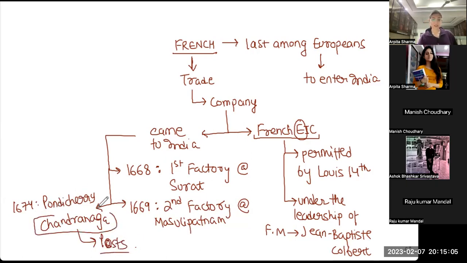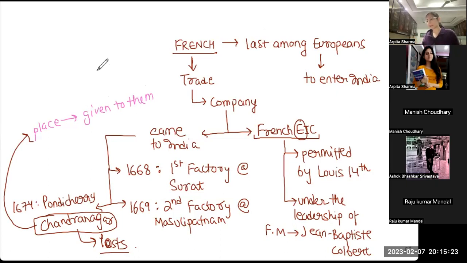Please write it down, the Chandarnagar Post is very important for prelims also. The Chandarnagar Post was the place which was given to the French, right? A post is a place where one or more than one factories can be established. So they took over the whole entire place and termed it as a post, where different factories were established. This Chandranagar was a place which was given to the French by the Nawab of Bengal, who was Shaista Khan. Who was Shaista Khan.